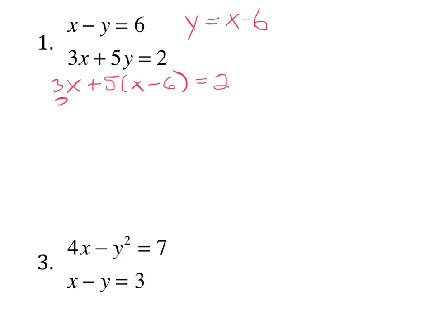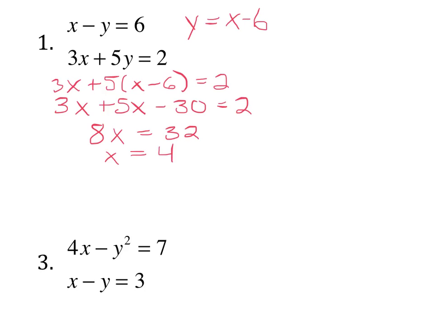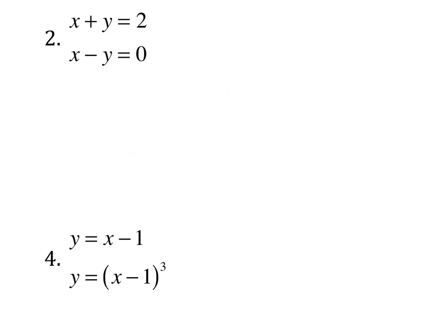And now we can replace the y in the second equation with x minus 6. So we have 3x plus 5x minus 30 equals 2. So 8x equals 32. So x equals 4. And now to find y, we just need to plug the x in. So y would equal negative 2. So our solution is (4, -2). And we always want to write our solution as a coordinate.